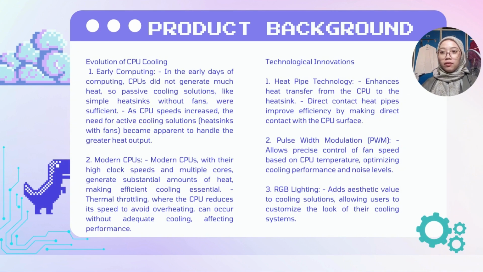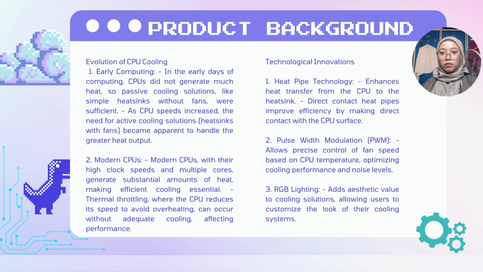For product background, the evolution of CPU cooling. Early computing: in the early days of computing, CPUs did not generate much heat, so passive cooling solutions like simple heatsinks without fans were sufficient. As CPU speeds increased, the need for active cooling solutions, which is a heatsink with fans, became apparent to handle the greater heat output. Modern CPUs, with their high clock speeds and multiple cores, generate a substantial amount of heat, making efficient cooling essential. Thermal throttling, where the CPU reduces its speed to avoid overheating, can occur without adequate cooling, affecting performance.